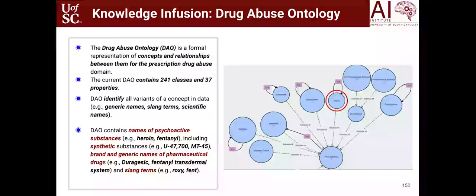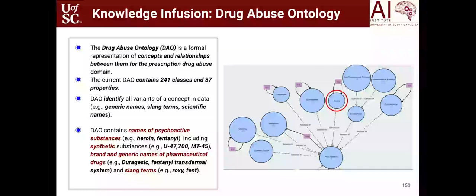Moving forward, now let's dig deeper into the drug abuse ontology, through which we extract the class of the drug and the vendor, and create the embedding from the same. As you can see, the drug abuse ontology is a very precise representation of concepts and relationships for prescription drug abuse, and it is created by domain experts from the Center for Intervention, Treatment and Addiction Research. Currently it holds 241 classes and 37 properties, and what makes it distinct from other ontologies is that, besides having the generic name or the scientific name, it also holds the slang terms for a particular concept.